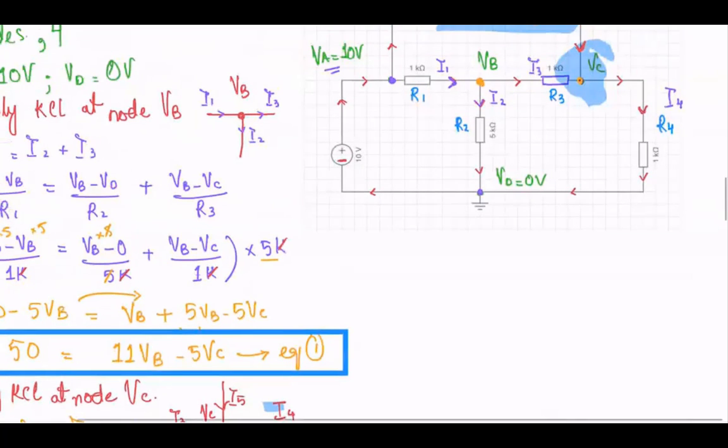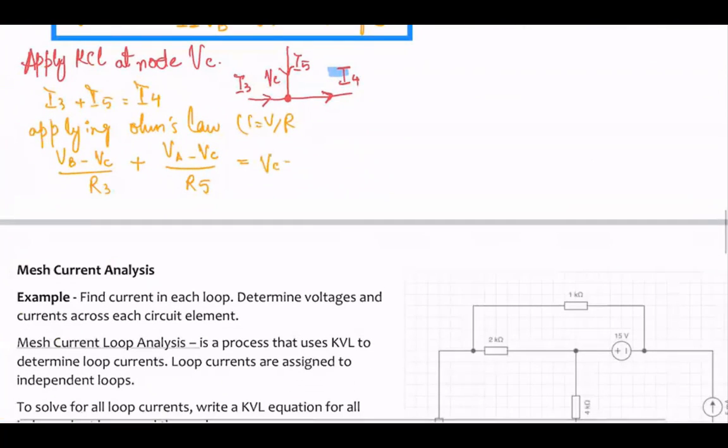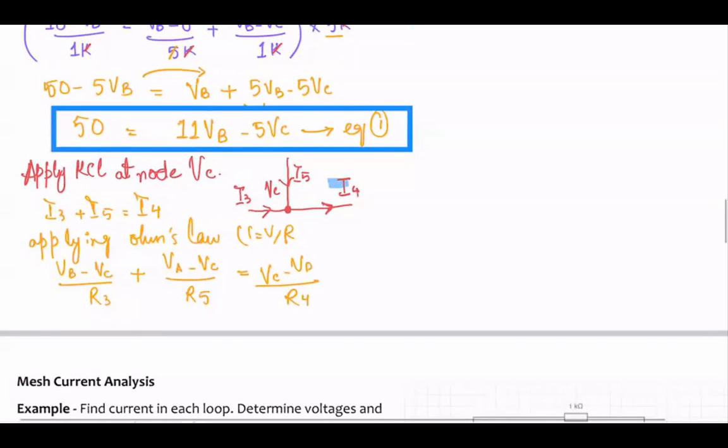I4 is here, correct? And then remember, you have VC here, and this is VD. VD equals 0 volts. So VC minus VD over R4. Okay, and I'm going to move this over here.